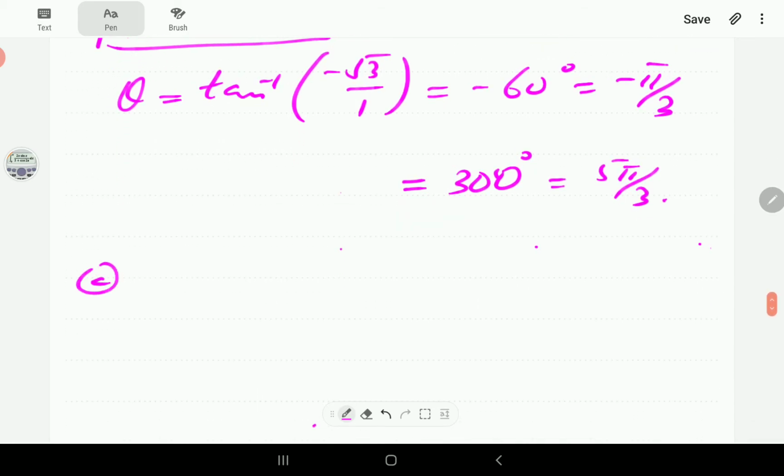Okay, then for C, we've got z equal to -3i. In terms of coordinates, the x coordinate is 0, the y coordinate is -3.